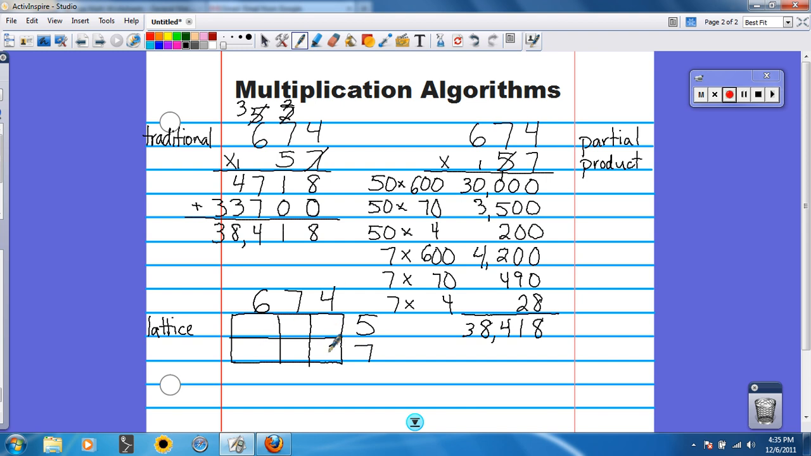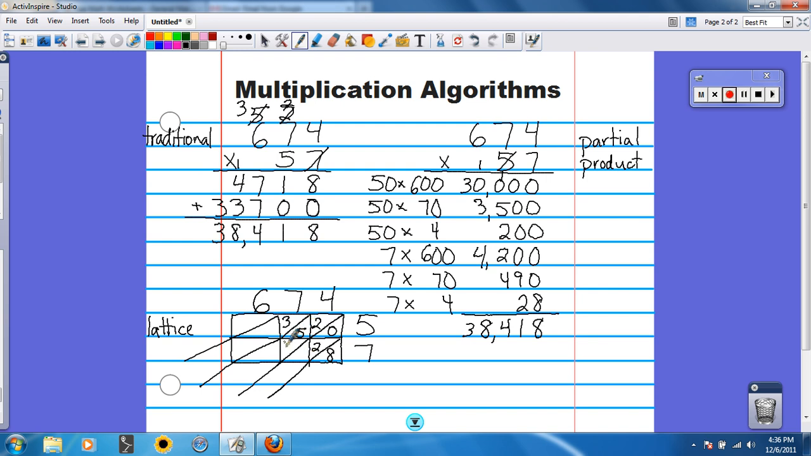From there, we make diagonal lines. We have to make sure that our diagonal lines create two triangles in every separate section. Then we go through and we multiply, just like we would on a multiplication chart. This box is going to be 4 times 5. 4 times 5 is 20. Then 4 times 7 is 28. 7 times 5 is 35.